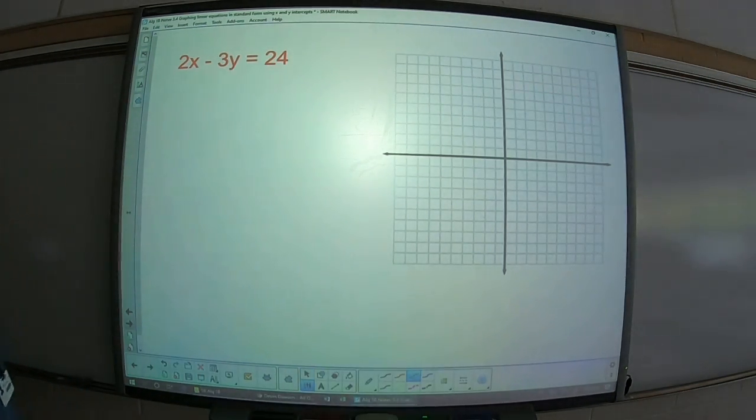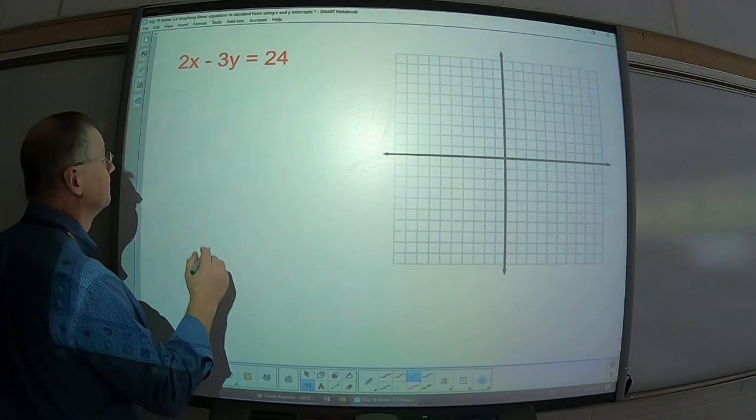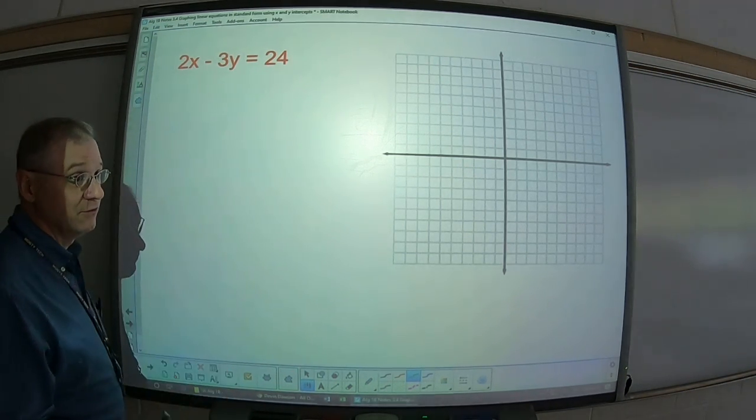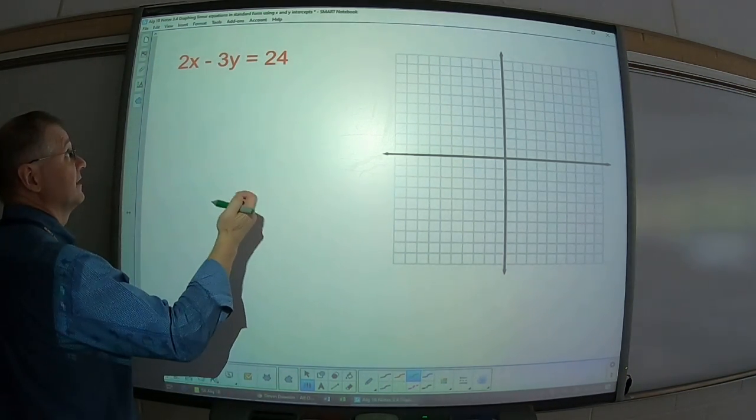So in this one, having seen it once, why don't you give it a try and then see how you did in coming up with the x and y intercepts. We'll plot them and graph them. So pause the video, give it a try, and then you can try it with me afterwards. So you can check your answers with me, I should say. Now that you've done that, let's check out the answer.